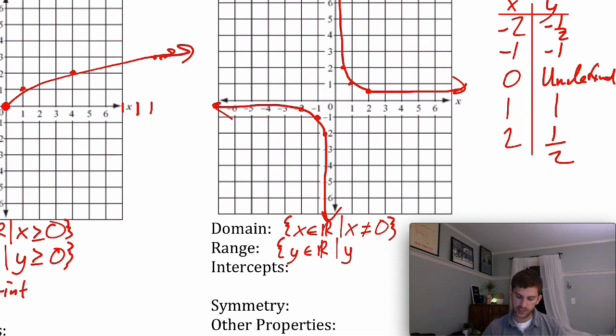Our range is going to be y are real numbers as well. But also, in this case, y cannot be equal to 0. There's no way to do 1 divided by a number and get 0 as an output. Now, the intercepts, there are none.